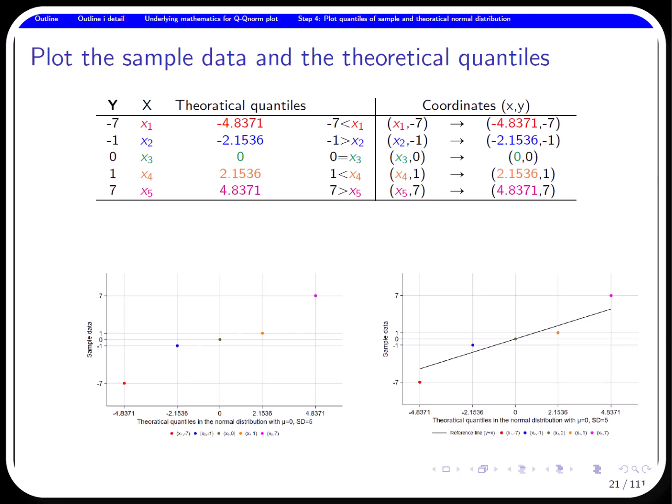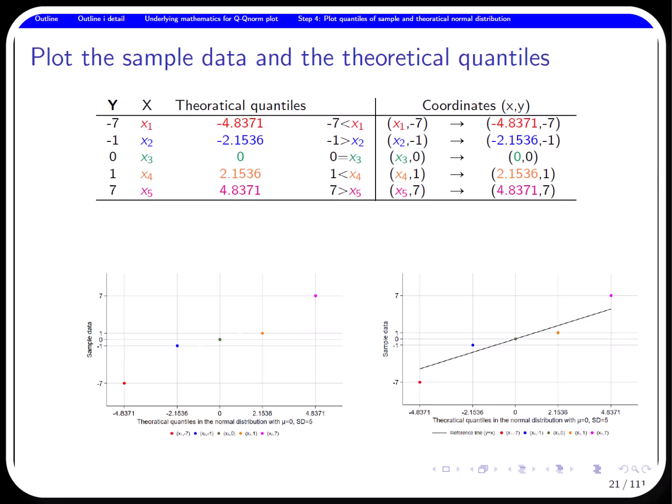If points are below the reference line, such as the point 1 and point 4, the points are smaller than corresponding theoretical quantiles. If points are above the reference line, such as the point 2 and point 5, the points are larger than corresponding theoretical quantiles. If points are on the reference line, such as the point 3, the point is equal to corresponding theoretical quantile.